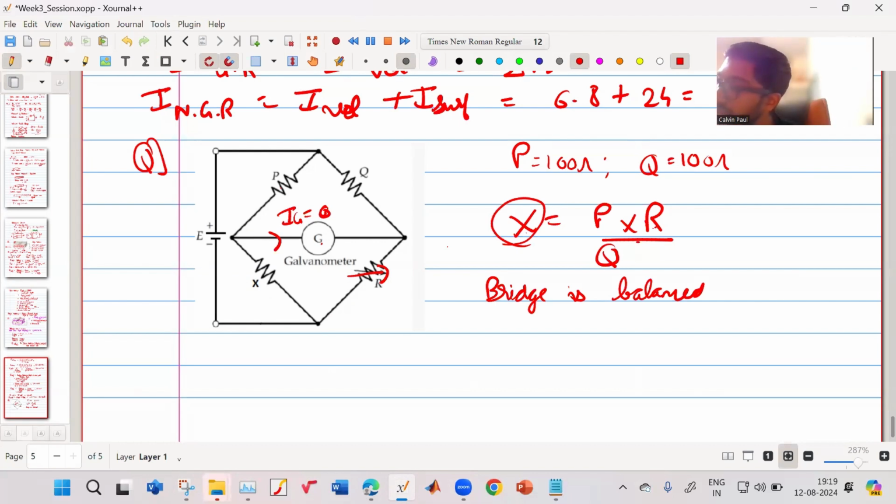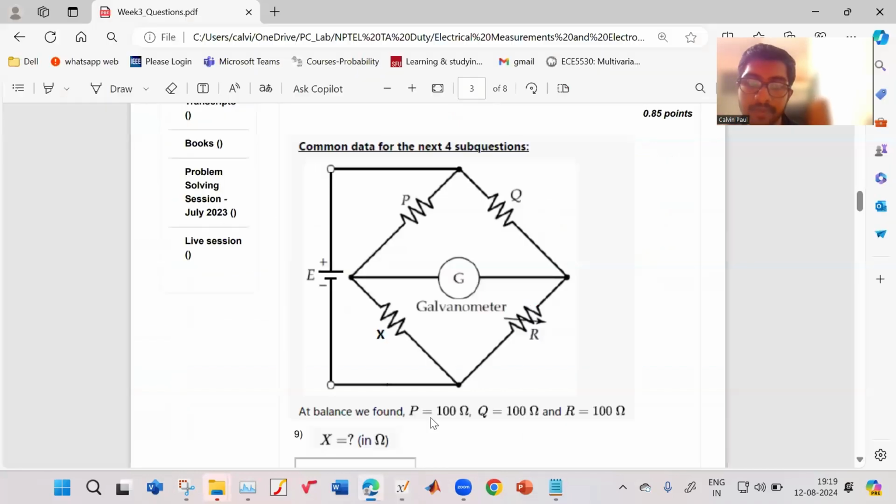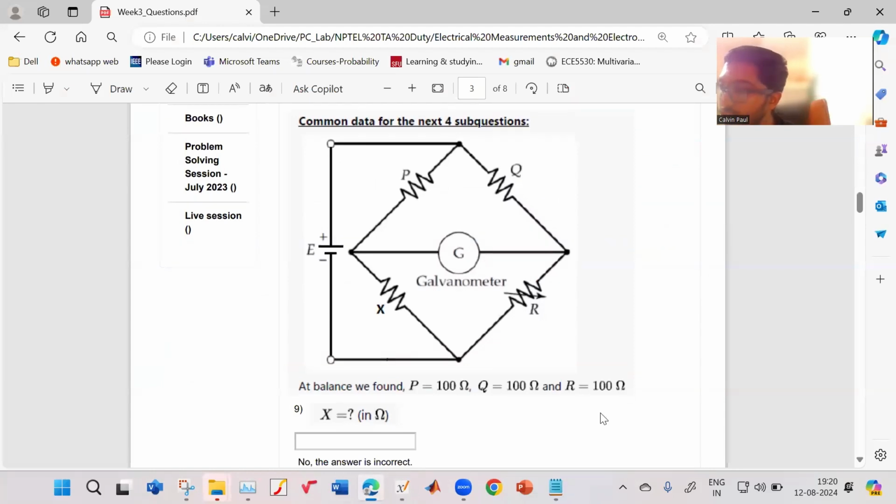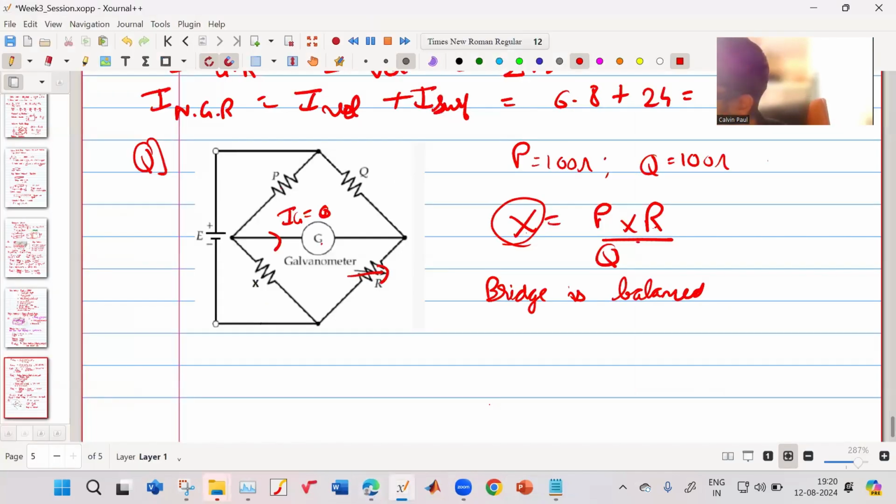All right. So now they have given that P and Q are fixed at 100 ohm. And they say that when R is 100 ohm, a balance is found. If R is 100 ohm, then 100 into 100 divided by 100 is how much? 100. What is X? 100, sir. Yeah, so it is 100 ohm. Okay, so my X is found out to be 100 ohm.